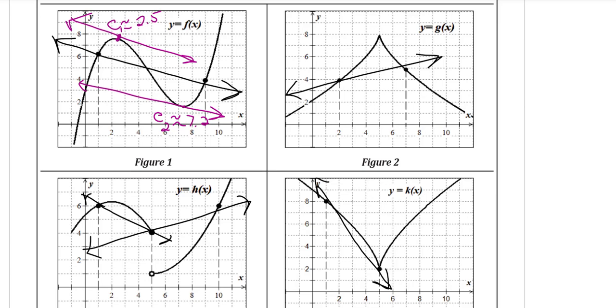Doing the same thing on the next graph, what we notice is that there isn't a point on the g of x graph. There's no point on the curve where the tangent is parallel to the secant line. In function h, we have 2 points again. We have one along the curvy part, like right there. We'll call that c1, which is approximately equal to 3.